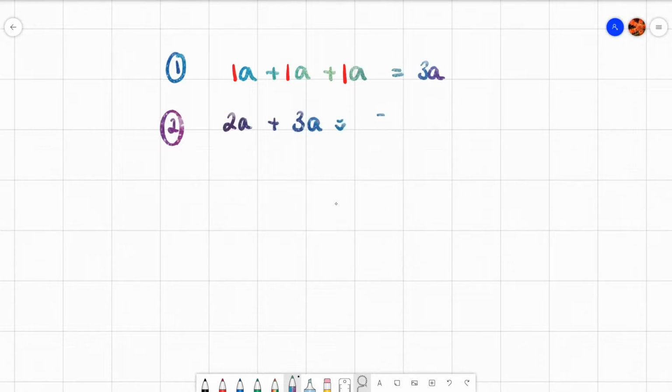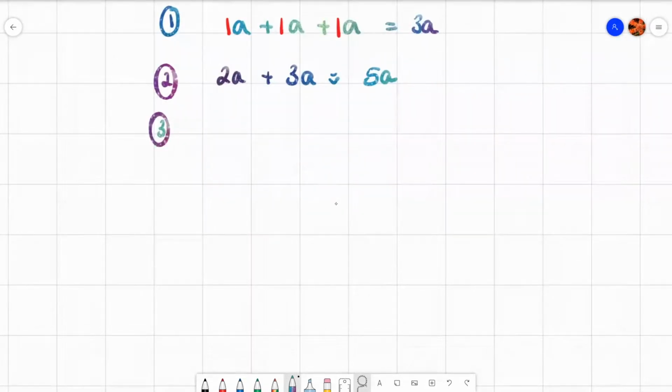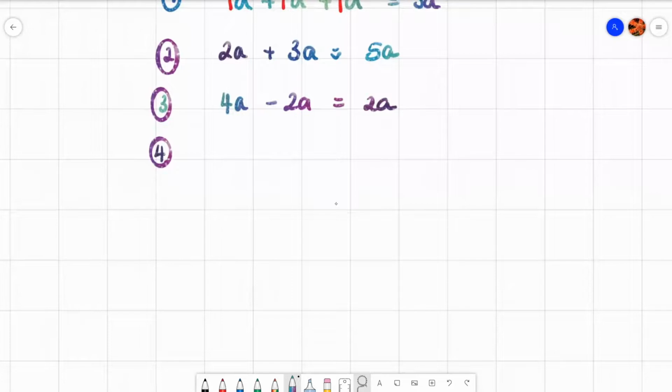2A add 3A is 5A. Okay. How about 4A minus 2A? So we're subtracting now. So 4A take away 2A would be 2A. Okay, how about 7x minus 2x minus 3x? So 7x take away 2x is 5x. Take away 3x is 2x.